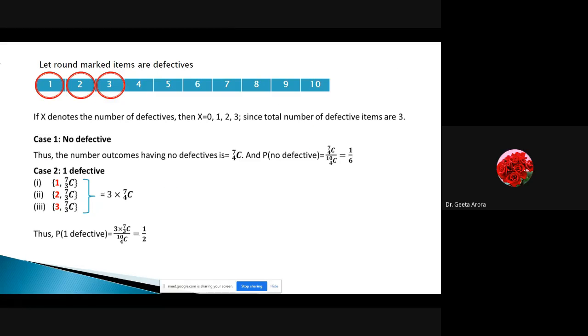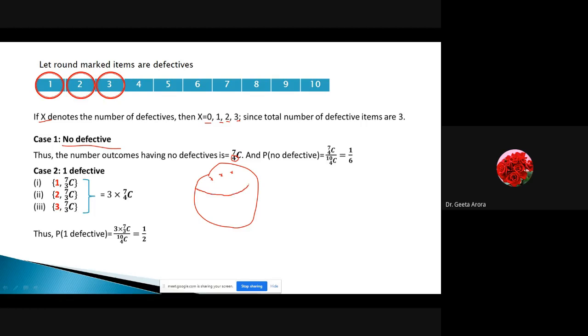Now here we are saying 3 items are defective. Let us take 1, 2, 3. These are defective. So when we take 4 items, the number of defectives coming out might be 0, 1, 2, or 3. Right? These are the total possibilities. Now we have to consider the different cases. Case 1: no defective items come out when we select 4 items out of 10.